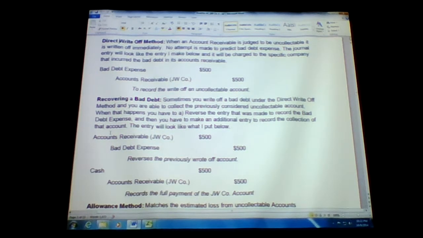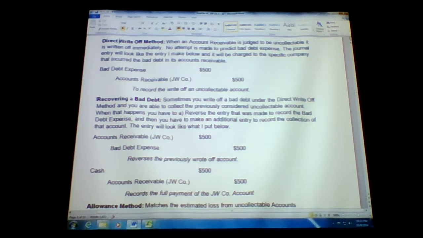Bad debt expense is being debited $500. As we all know, expenses are increased by debiting them. And then we are going to credit accounts receivable for the JW company, $500. This is the entry to record the write-off of an uncollectible account.